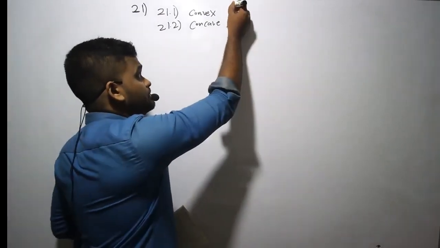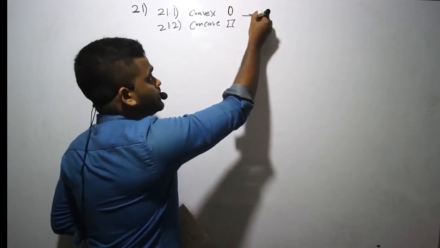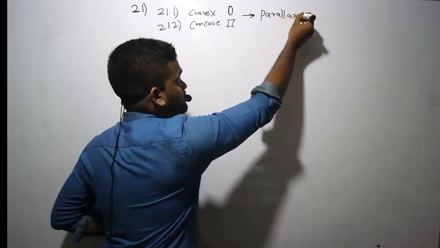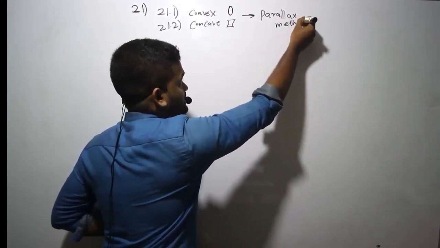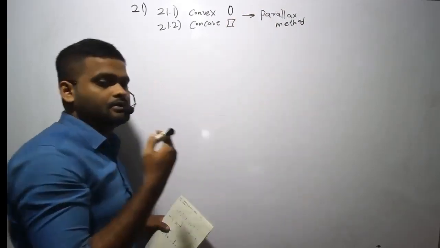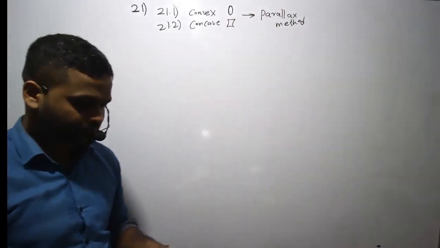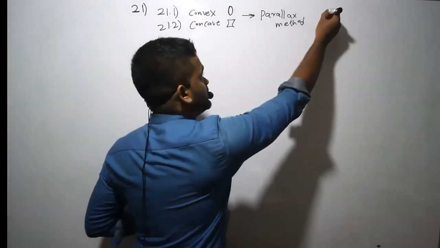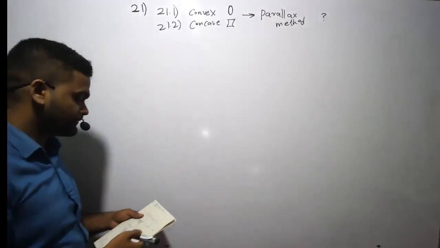So we need to locate the images. For that, we are going to use a method called the parallax method or the no-parallax method. That's how we find the location of the images, right? Okay. So before doing that, I'll recall some theory parts here.